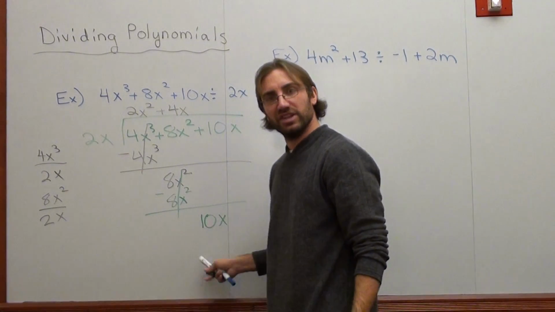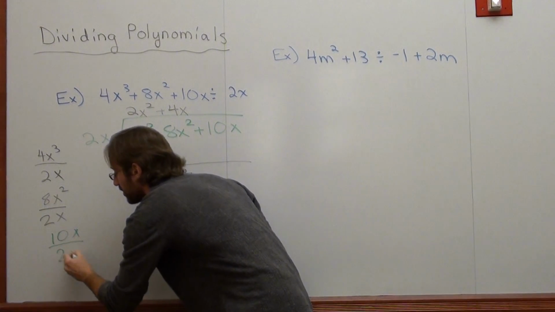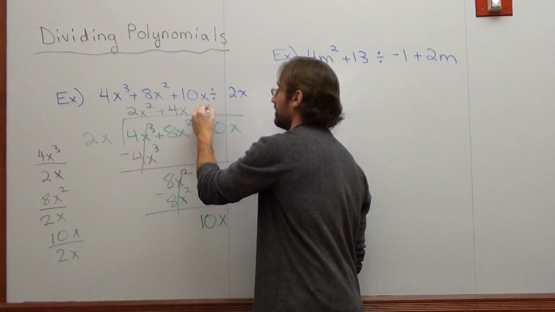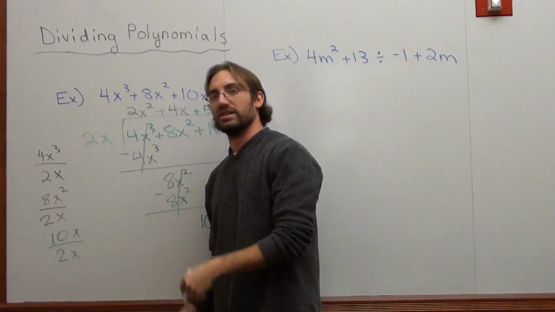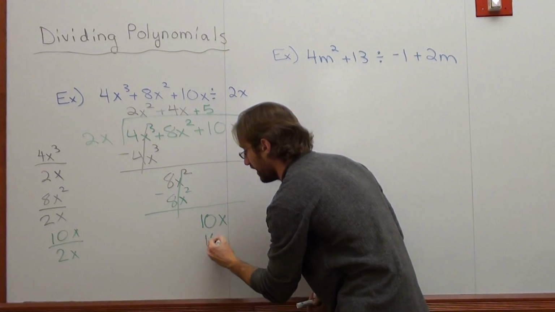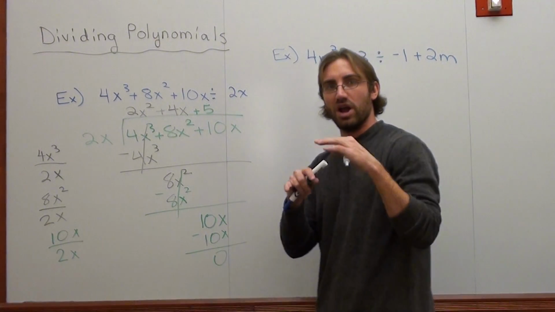How many 2x's fit into 10x? We take 10x divided by 2x. 10 divided by 2 is positive 5. You have to note if it's positive or negative. And x divided by x is just 1. So it's just 5. 5 times 2x is 10x. Switch the sign. Remainder is 0. No problem there.